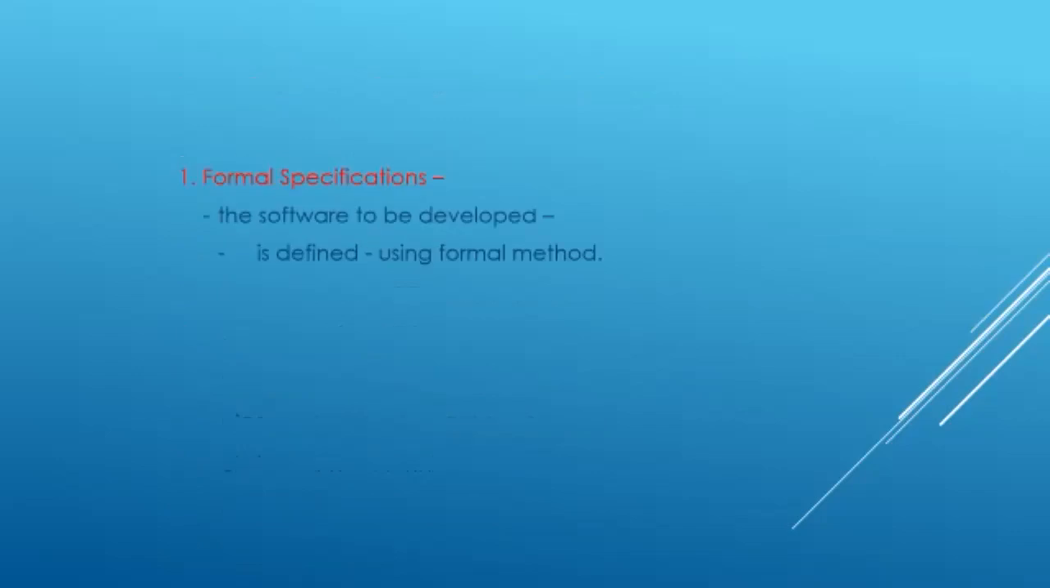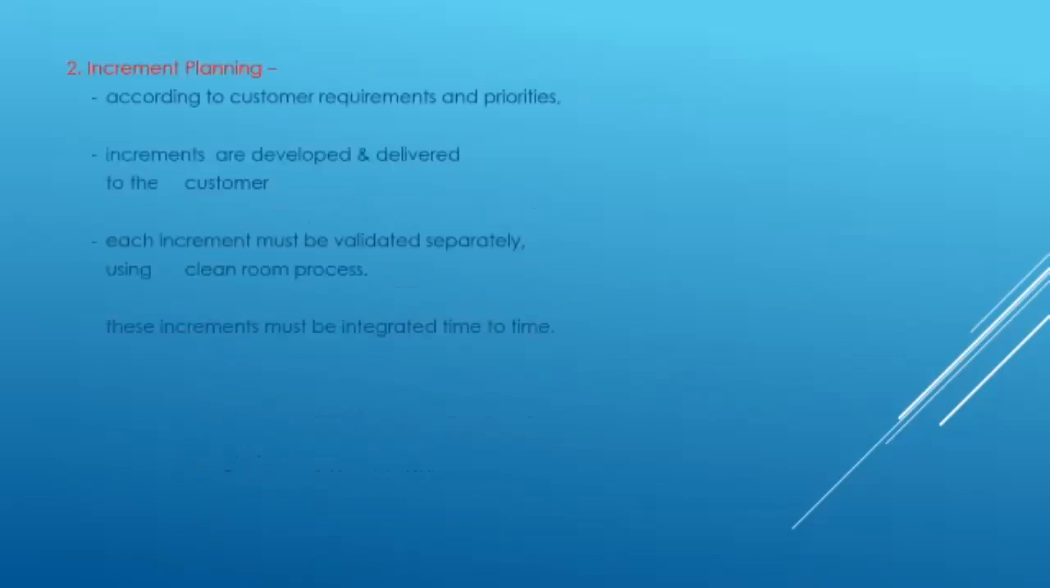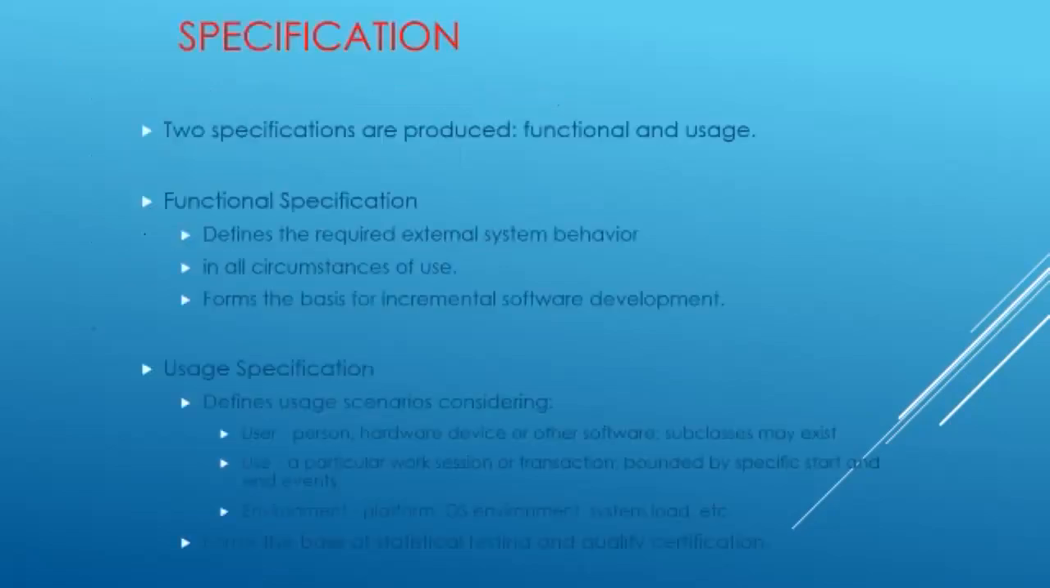In the formal specification, the software to be developed is defined using a formal method. In the second, increment planning, according to customer requirements and priorities, increments are developed and delivered to the customer. Each increment must be validated separately using the clean room process. These increments must be integrated from time to time. Specifications. Here, two specifications are produced, functional and usage.